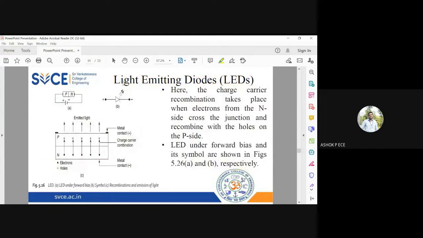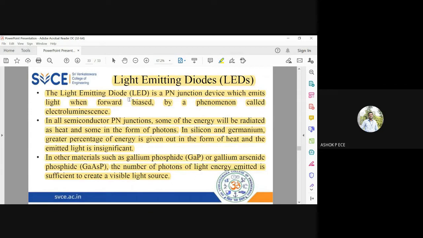So this is the symbol for LED. You can see it's a normal diode, but light is coming out, so you have to put lines indicating the emission of light. And remember, LEDs will always operate in forward bias only. And as I told you how to remember, all the devices which are emitting light will operate in forward bias. All the devices which are receiving light will operate in reverse bias. Remember it that way.